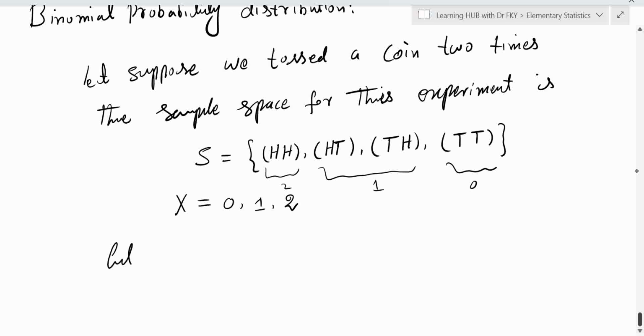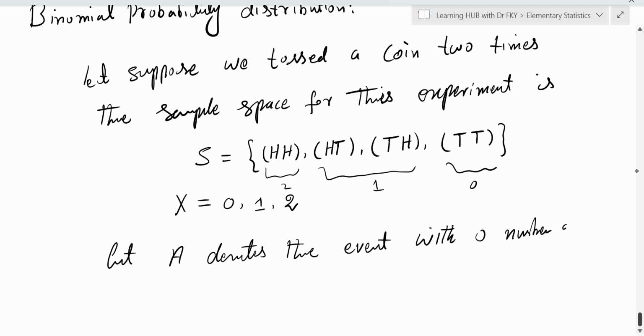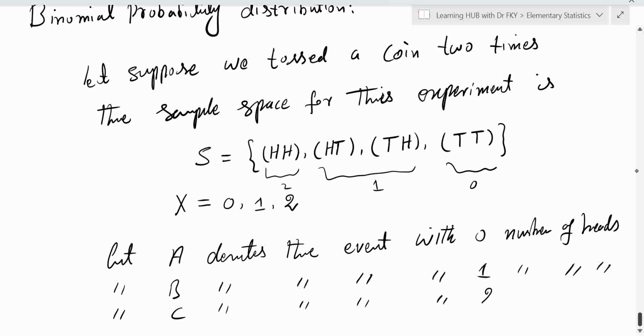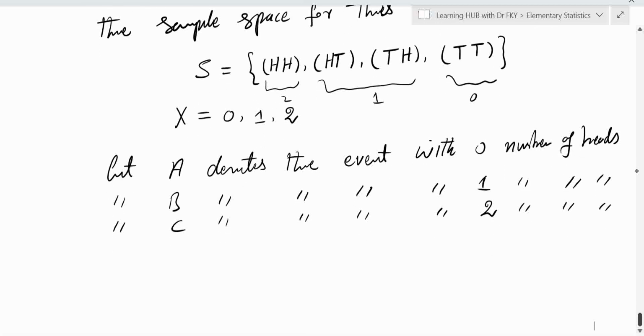Let's suppose I denote by A the event with 0 heads, let B denote the event with 1 head, and let C denote the event with 2 heads. You can use many trials; I use 2 for simplicity, but you can use more.